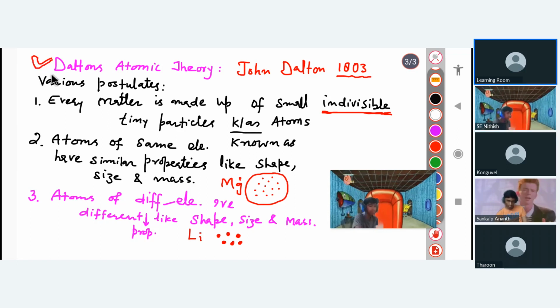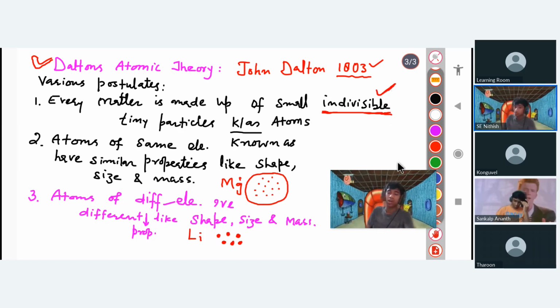See, actually, it is the talk of what we are studying. It is just the history. It is the talk of 1803. So at that time, they just had this thinking that it is indivisible. But when experiments were carried out later on, and the discovery of electron, proton, neutron took place, then it was clear that atom can be divided. That's all.